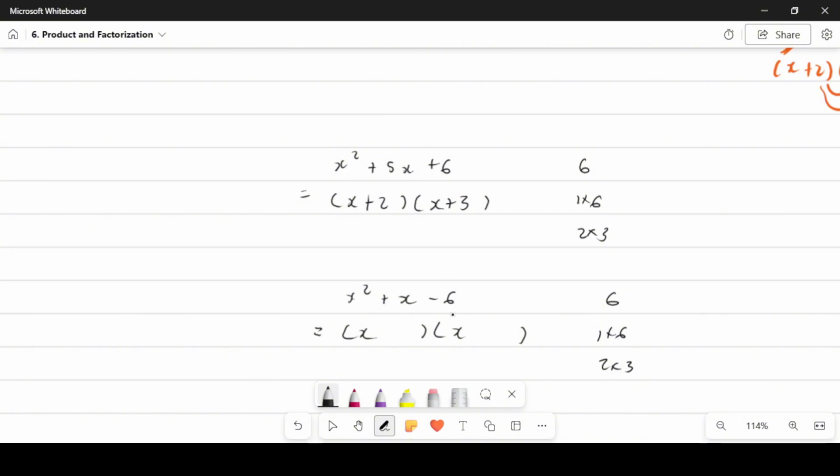So the way you do this is very simple. If you look at this example, if I look at 1 and 6, if I say plus 1 minus 6, what do you get? Plus 1 minus 6 is what? Minus 5. If I say minus 1 plus 6 is what? Plus 5. So that doesn't work. If I say minus 2 plus 3, minus 2 plus 3 is what? Plus 1. And that in fact works. So therefore it will be minus 2 plus 3.